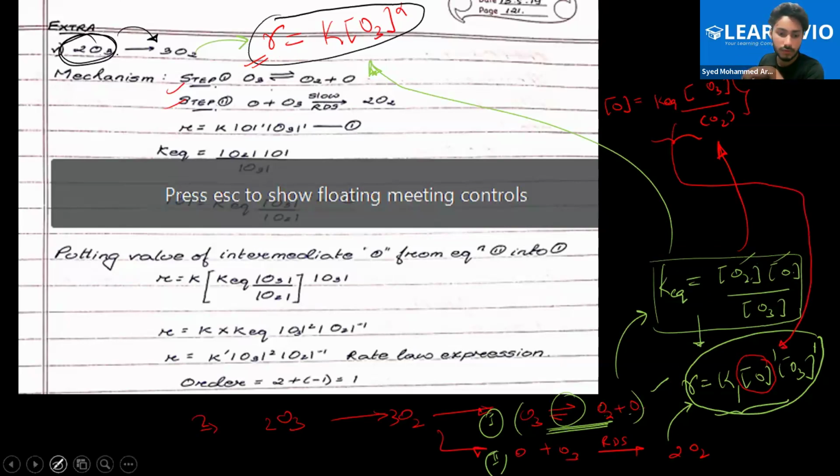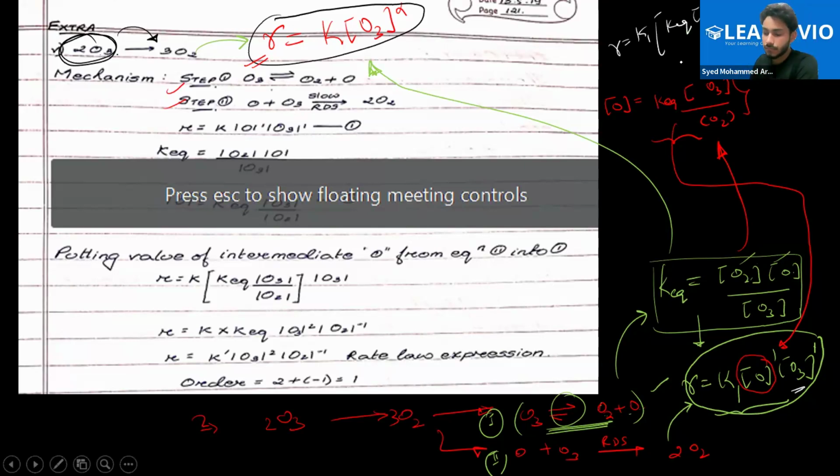So I'm going to put the values. See, R is equal to K1 multiplied by K equilibrium O3 divided by O2, multiplied by O3, which is there in this one. Are you getting my point? Yes, I understood. Correct? Yes, it's correct.